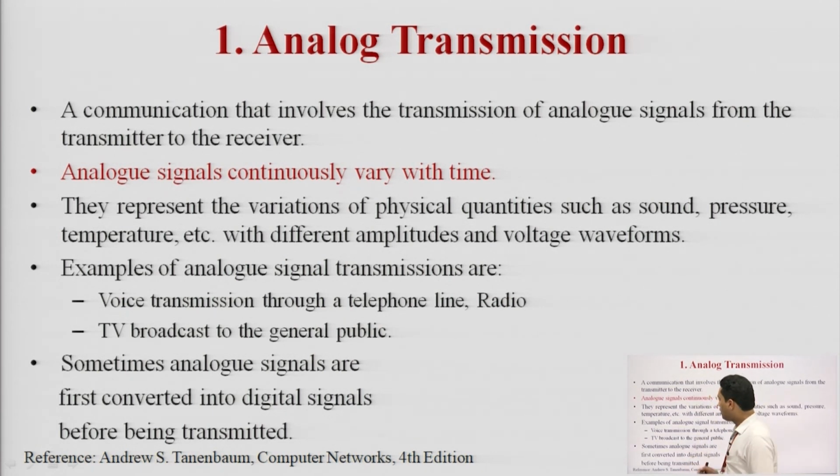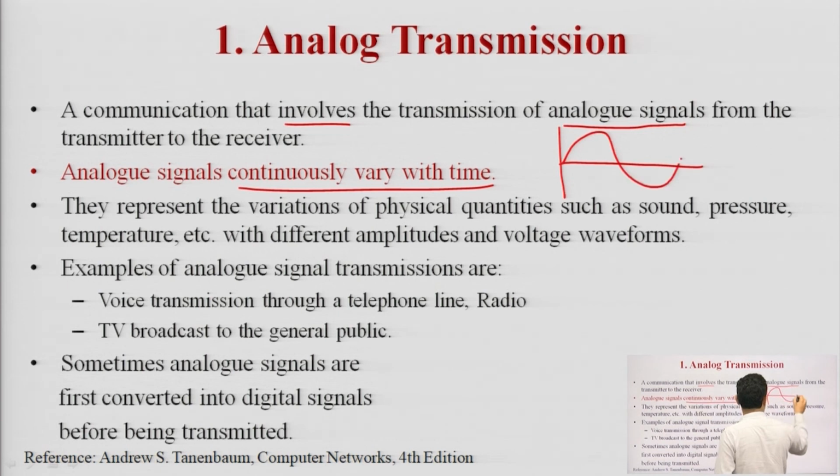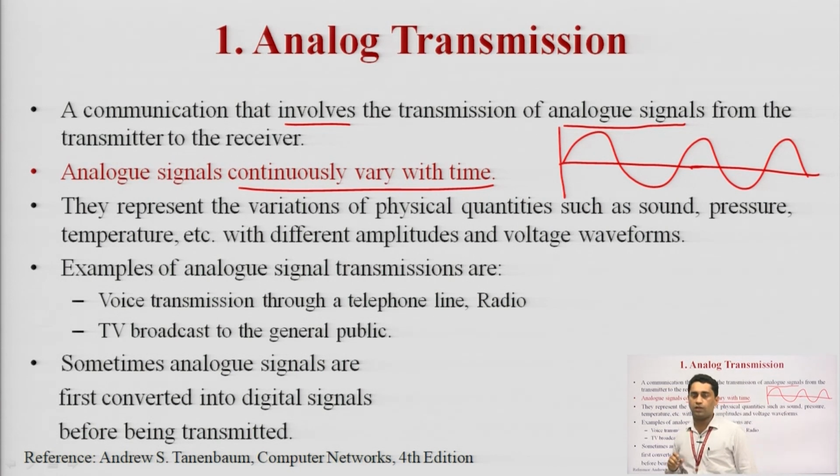Specifically, in communication involving an analog signal, the signal continuously varies with time. You have seen this sinusoidal wave, where the signal moves and oscillations occur. Based on this, the frequency and amplitude play a very important role. So, this is analog transmission. Examples include the transmission of radio signals and television broadcast, where previously we were using analog signals.